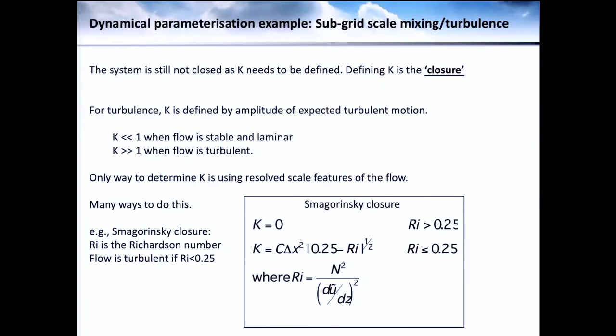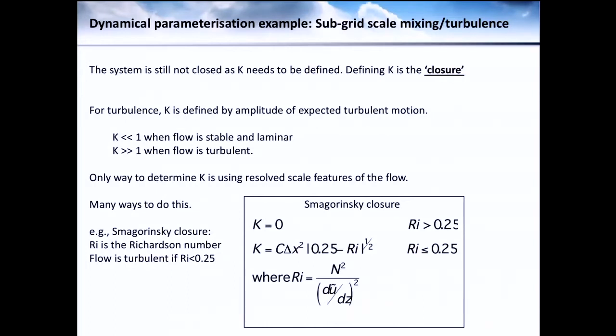So for turbulence, K is kind of simple to understand. K is really small when there's no turbulence. K is really large when there is turbulence. And the only way we can define K is by some property of the resolved scale flow, because that's all we know. We don't actually know the subgrid scale unresolved flow. So there's lots and lots of different ways to do this. This is the simplest way, which is called the Smagorinsky closure, which is in lots of our models. Most of our models have this Smagorinsky closure.